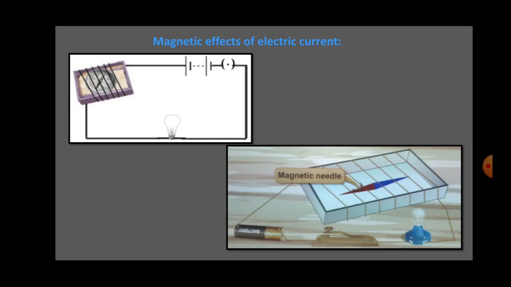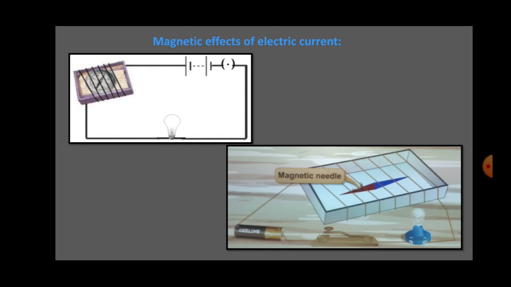It has happened because when the wire which is coiled around the matchbox in which the magnetic needle is placed carries electric current, a magnetic field is created around the wire, because of which the magnetic needle starts moving and changing its direction. But as soon as we break the circuit, that is, we remove the joint with the help of the key and the circuit breaks, the bulb also goes off and the movement of the magnetic needle also stops.